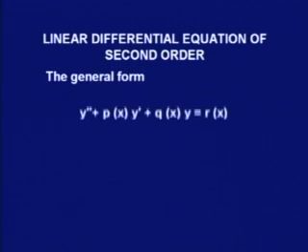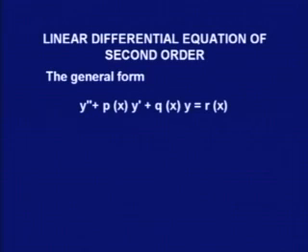What are they? A general form is y double dash plus p x y dash plus q x times y is equal to r x. Here y is the unknown function, y dash is the first derivative of y and y double dash is the second derivative of y. We are seeing here that the highest order occurring in this equation is the second order. So, this is a second order equation.